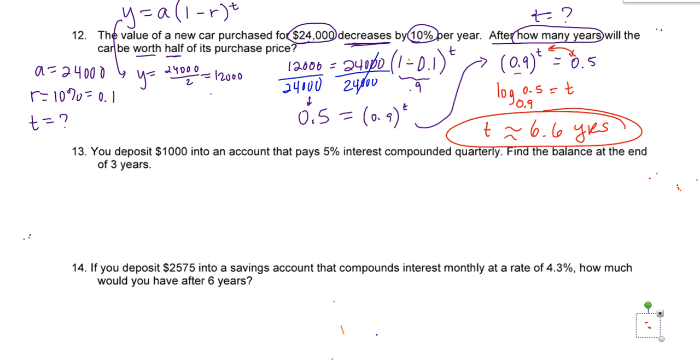All right, 13 says you deposit 1,000 into an account. So 1,000, important number. 5% interest, important number. Compounded, ding, ding, ding, ding. That means it's one of those A equals formulas. Then it says this word after. Now, if it said compounded continuously, that's the one with E. But since it says quarterly, we're going to use this formula.